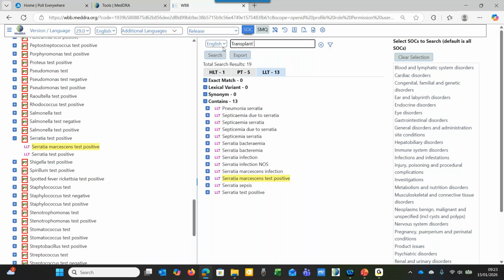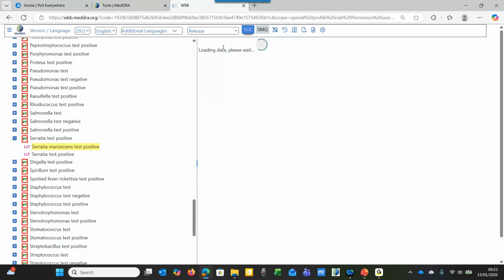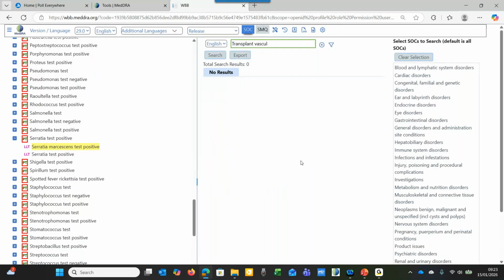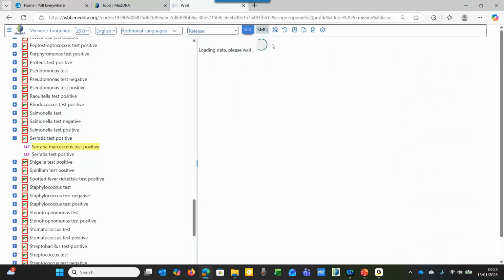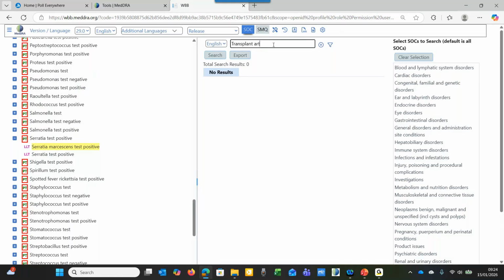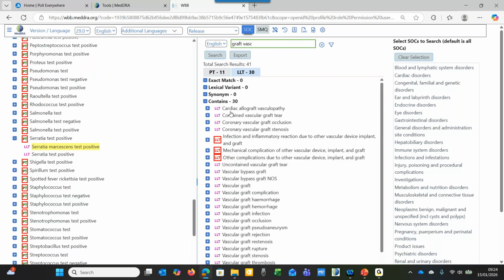And also I'm going to look for vascul, let's see that. Transplant vascular, nothing. Transplant vessel, something to do with the vessels, or maybe artery, maybe. No. Arterial stenosis, no, nothing there. What about graft and all these? Otherwise, if we can't find a vasculopathy, we might be on to a more general complication term, graft and vascular. Oh, these are going to cardiac allograft vasculopathy.